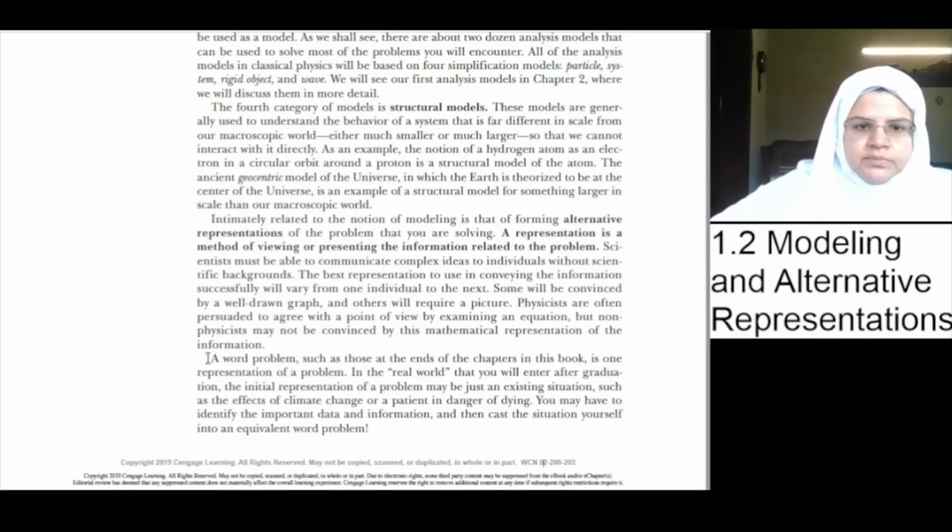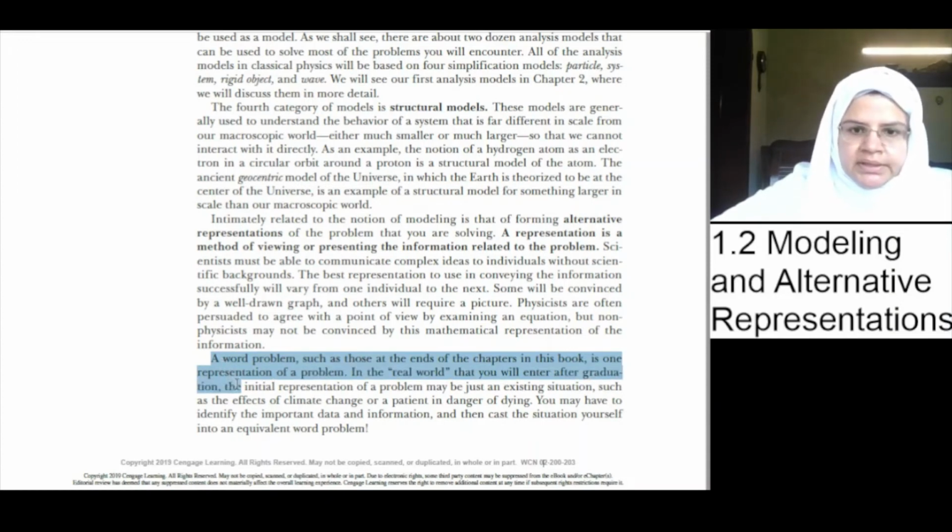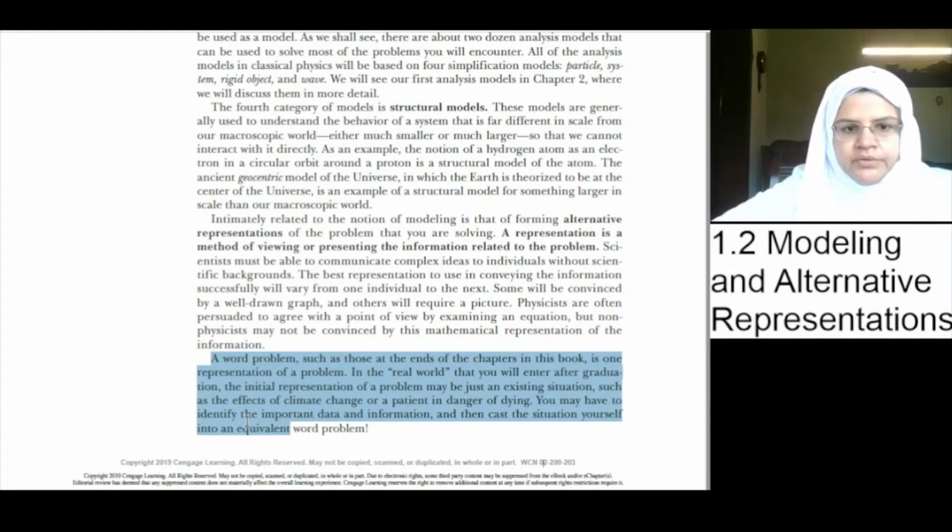A word problem, such as those at the end of the chapters in this book, is one representation of a problem. In the real world that you will enter after graduation, the initial representation of the problem may be just an existing situation, such as the effect of climate change or a patient in danger of dying. You may have to identify the important data and information and then cast the situation yourself into an equivalent word problem.